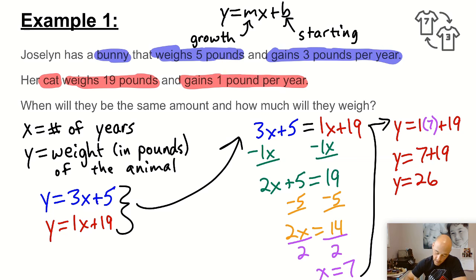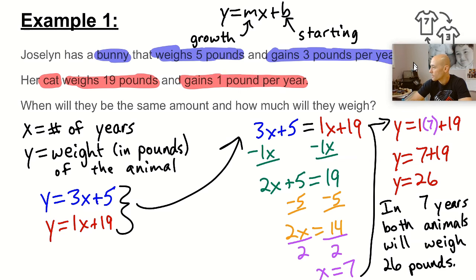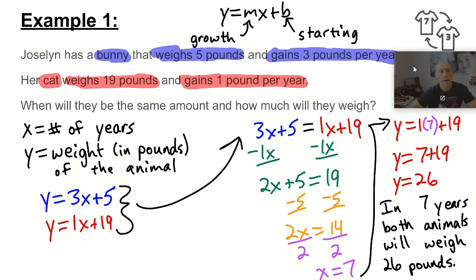So the answer here is, in 7 years, both animals will weigh 26 pounds. And that, whoa, sorry folks, there you go. And that is the solution.